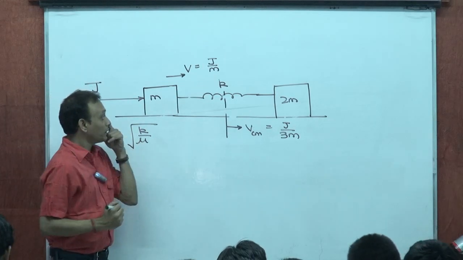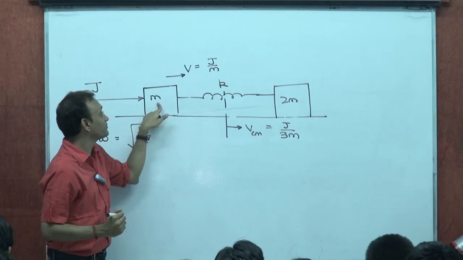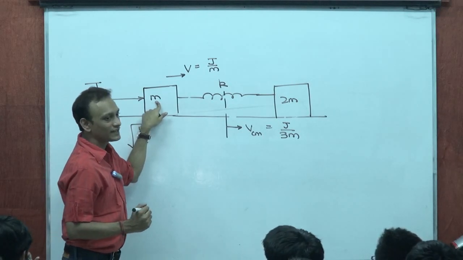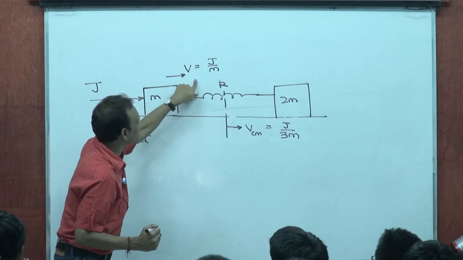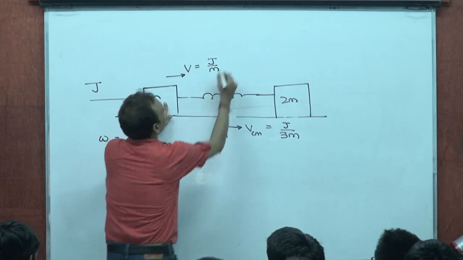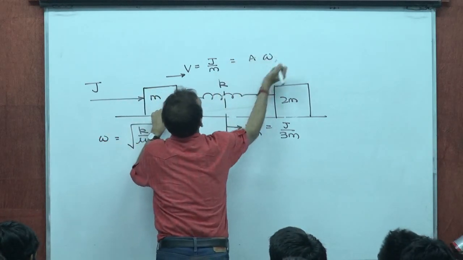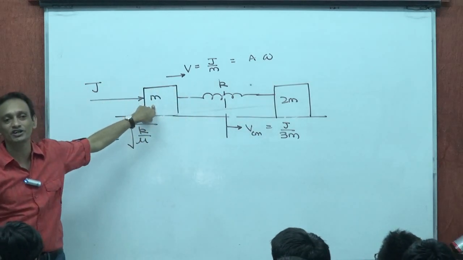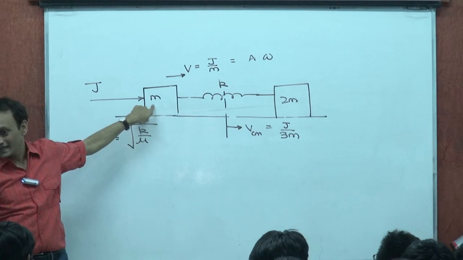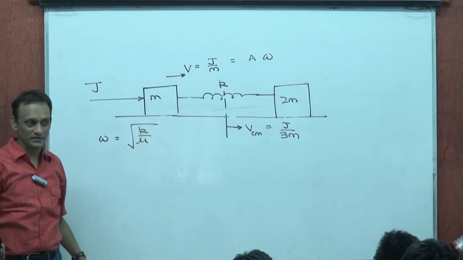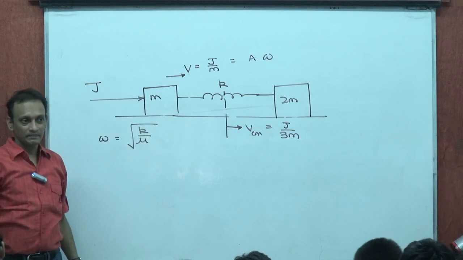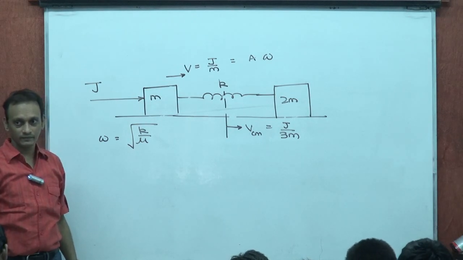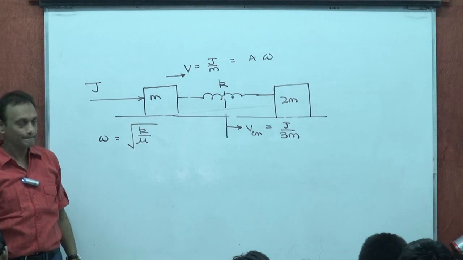What then? In the center of mass frame, what then would be the amplitude of oscillation? If this is the velocity of this mass in the mean position, if A is the amplitude, then this would be A omega. Omega known, so you would then know the amplitude of oscillation of small m. Got me?